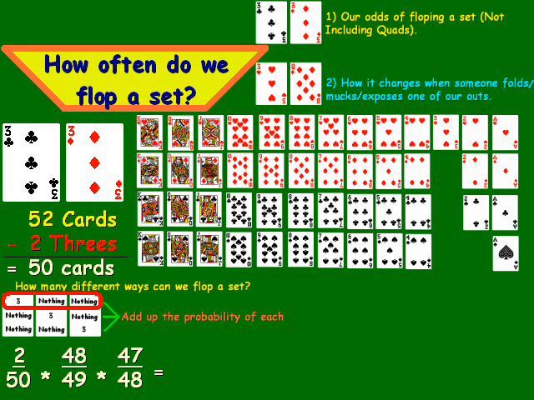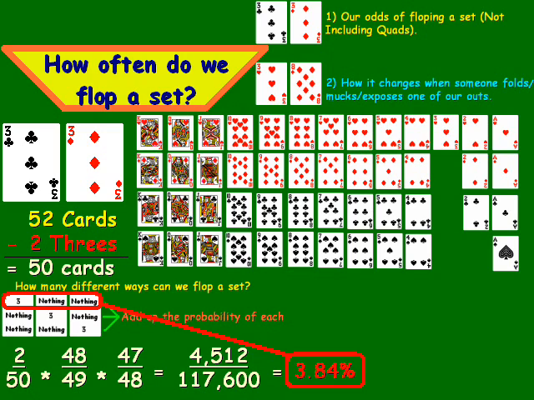If we multiply the 2 times 48 times 47, that comes out to 4,512. And if we multiply the bottom numbers, 50 times 49 times 48, then it comes out to 117,600. If we divide those numbers together, we get 3.84%. So of the 3 different ways we can flop a set, one of the ways adds up to 3.84%.